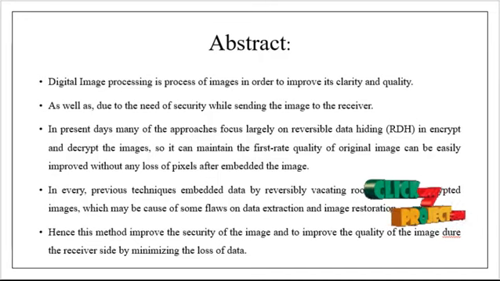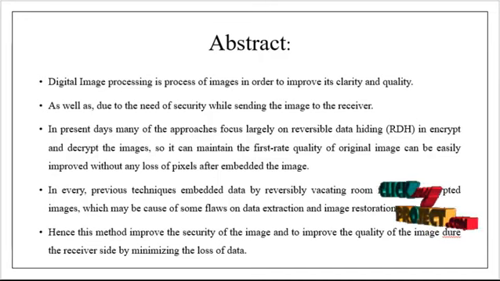Digital image processing is the processing of an image in order to improve its clarity and quality, as well as due to the need for security while sending and receiving images. In present days, many approaches focus largely on reversible data hiding in encrypted images, so that the first-rate quality of the original image can be maintained without any loss of pixels after embedding the data, or after embedding an image or text into one image.